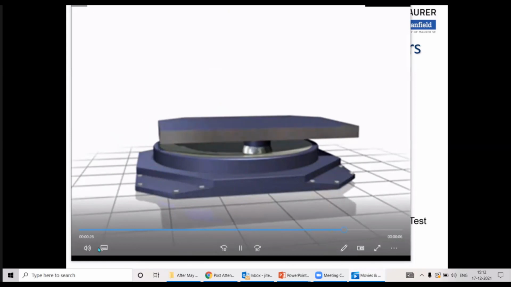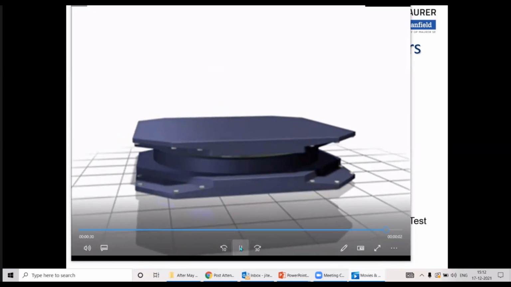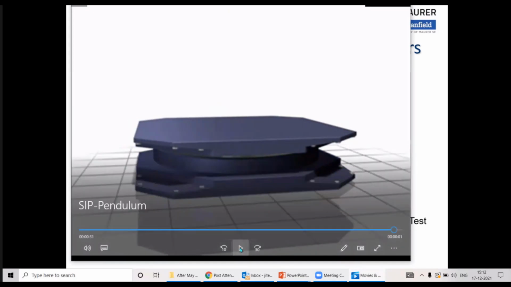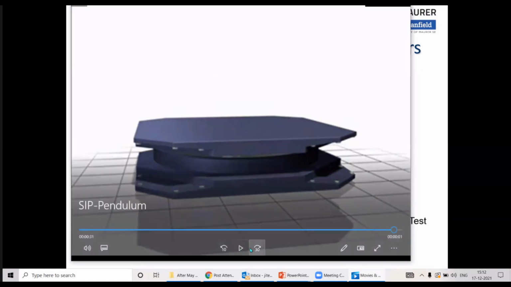So I think this animation says it all. This is how the name of this bearing system is derived. There is a pendulum concept, and the curvature is so defined that by virtue of this curvature and the total displacement we are allowing there, this bearing offers not only the isolation, but due to the friction at the sliding interface, it is also doing the energy dissipation.